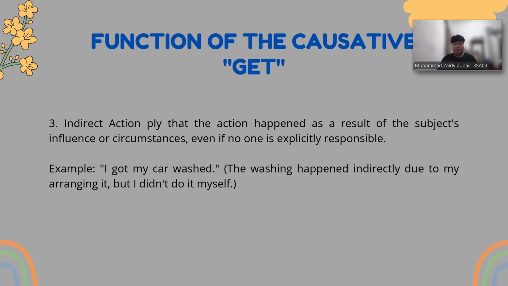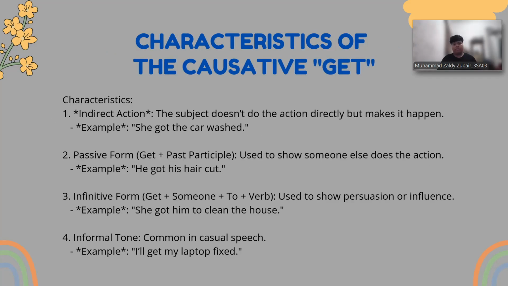Number three, indirect action, to imply that the action happened as a result of the subject's influence or circumstances, even if no one is explicitly responsible. Example: I got my car washed. The washing happened indirectly due to my arranging it, but I didn't do it myself.